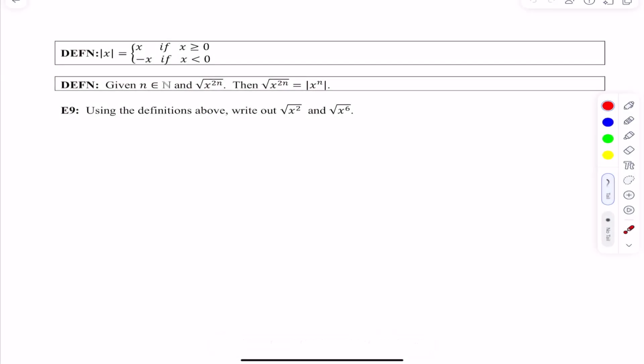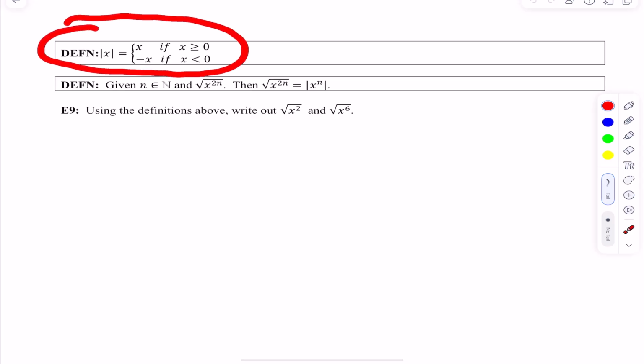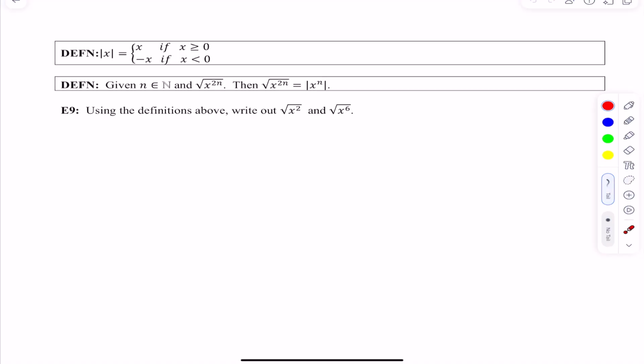For the next example, we're going to recall the definition for the absolute value of x. Notice this definition is case sensitive. If x is greater than or equal to 0, then the absolute value of x is indeed equal to x. If x is less than 0, then the absolute value of x is actually the opposite of x. And we're going to combine this definition with this new definition, the square root of x to the even powers.